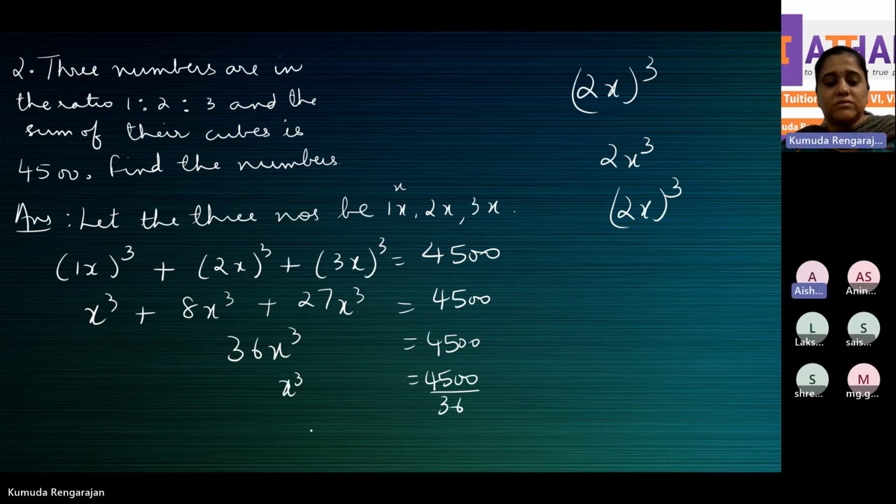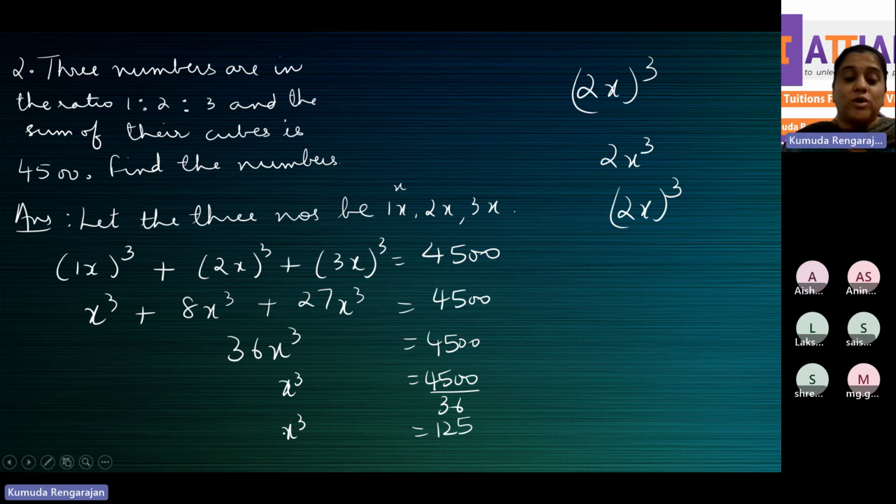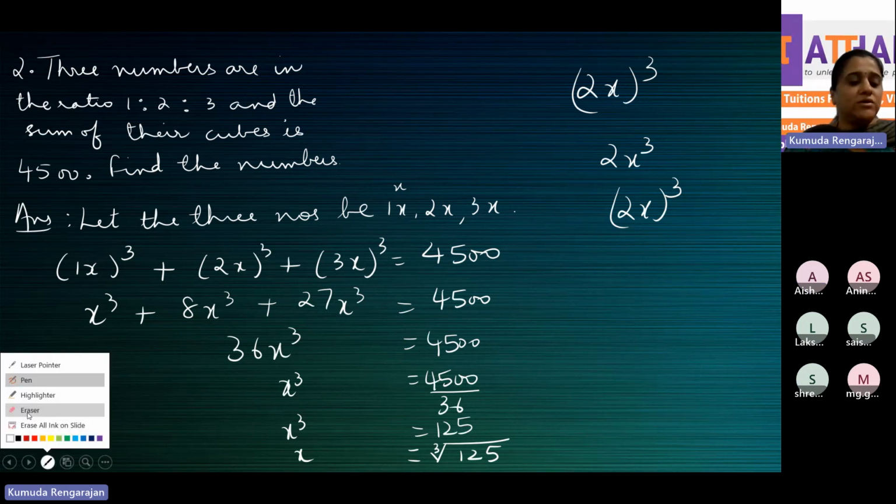So x is equal to the cube root of 125, not the cube of 125. So x is equal to 5. Very good.